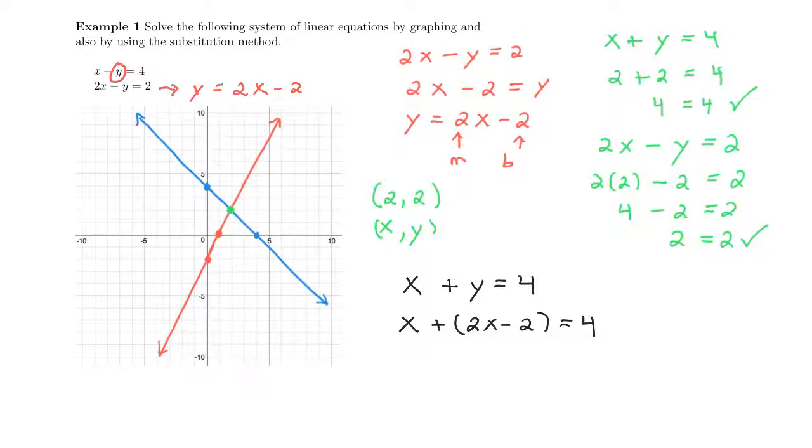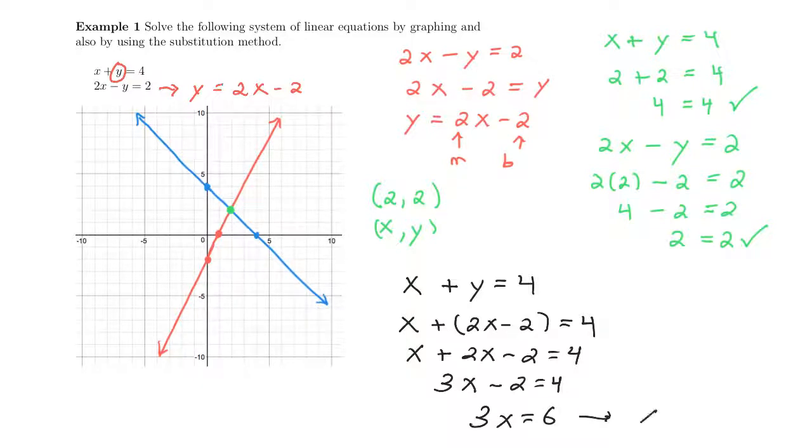So let's see. That's really x plus 2x minus 2 is equal to 4, or 3x minus 2 is 4. Adding 2 to both sides, we get 3x is equal to 6. And dividing both sides by 3 gives me x is equal to 2, which is great. That actually matches up with the x value that we already solved for.